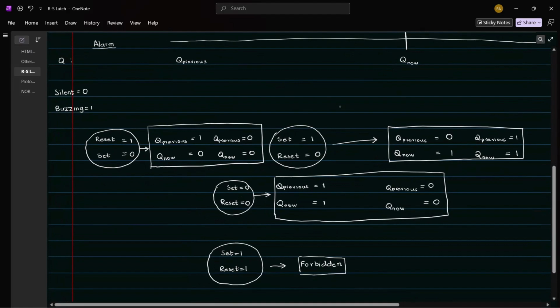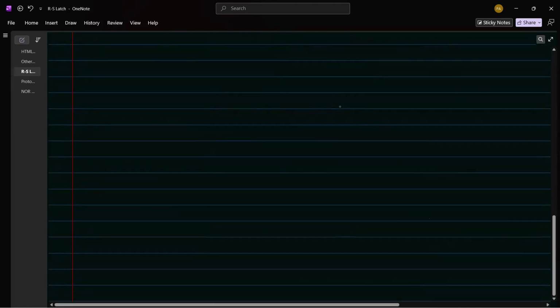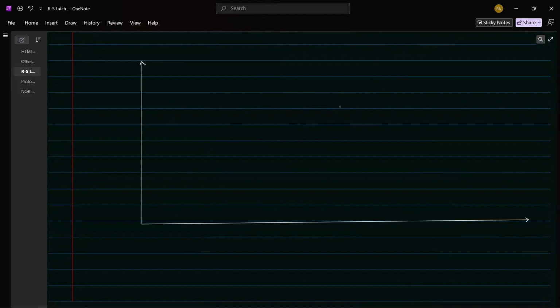If you want to understand this using a graph, that will be way easier for you. So let me draw the graph first. The x-axis will be time, and the y-axis will be Q. So we have two values for Q, 1 and then 0.